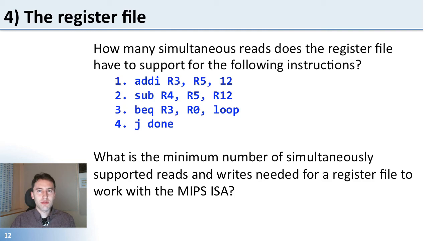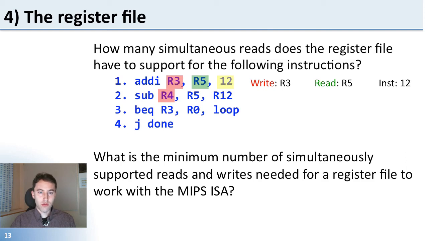The next question was about needing to do simultaneous accesses to the register file. So you have 4 instructions here, and the question is how many reads and writes does each instruction need? For the first instruction, we have 1 write, where we're going to write the results, 1 read, where we're going to use the value from R5, and we have a constant. The constant, remember, comes from the immediate field in the instruction. So for this instruction, we have 1 write, 1 read, and some data from the instruction.